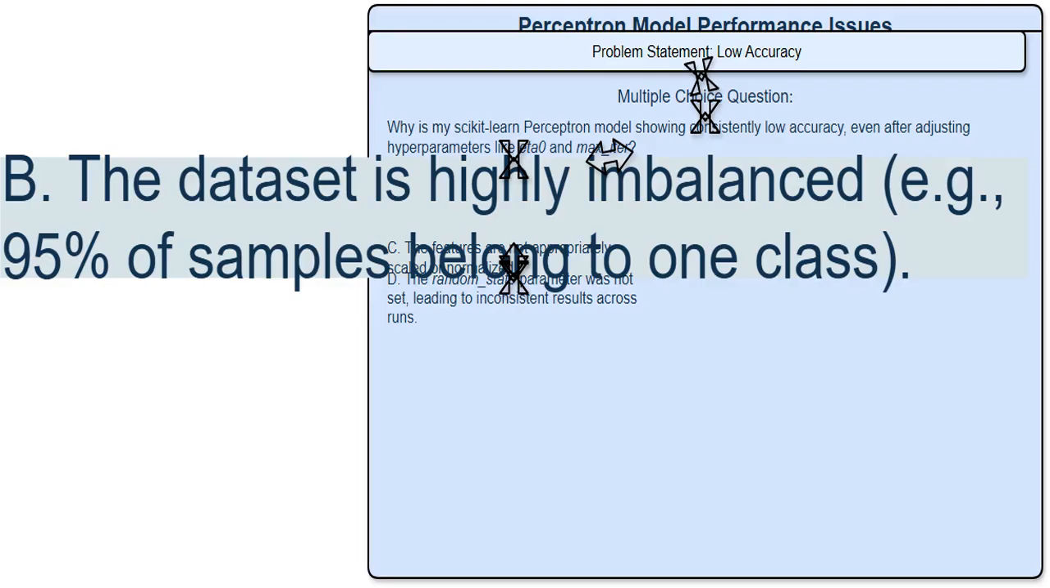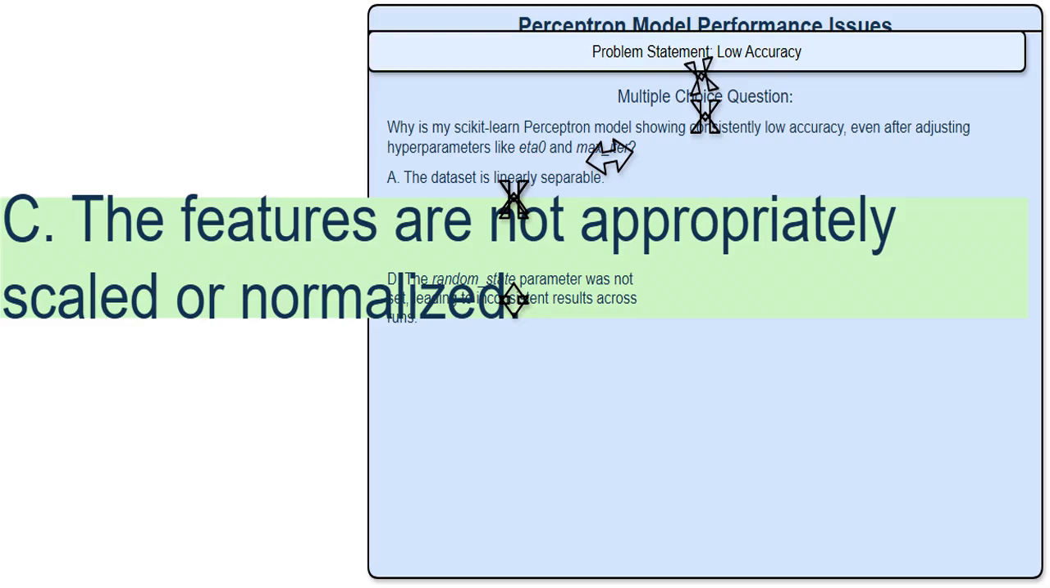This is a common problem. If one class greatly outnumbers the other, the Perceptron might become biased towards the majority class and perform poorly on the minority class. This could absolutely explain low overall accuracy. This is crucial for many machine learning models, including the Perceptron. If some features have much larger values than others, they dominate the learning process. This can slow down convergence or lead to a bad solution.